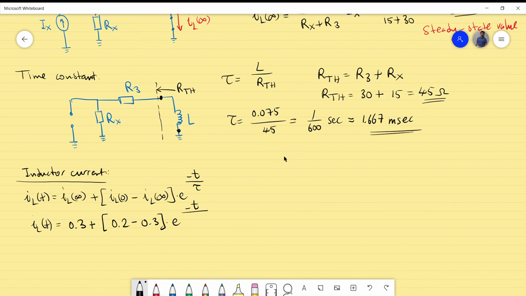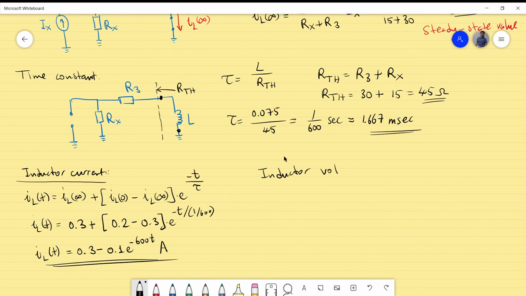which is actually 1/600. So if I write it down like this, e to the power minus t divided by 1/600, and I will simplify this. What we get is IL equals 0.3 minus 0.1 e to the power minus 600t amps. That's actually the expression for the current.